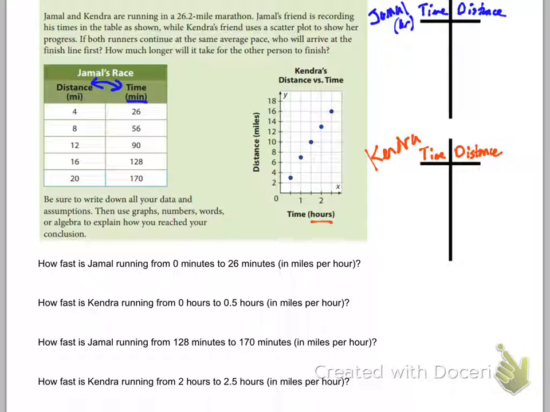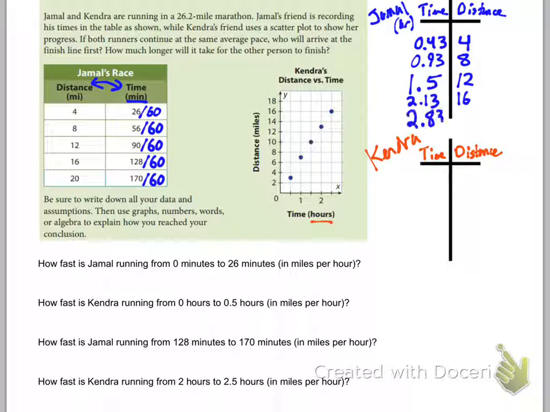If you have 26 minutes, to find out how many hours that is, you divide by 60. So 0.43, it's actually 0.433333, but I'm just going to round to 0.43 for now. 0.43 hours is 26 minutes, and that kind of makes sense because 26 minutes is less than half an hour, and 0.43 is less than half of 1. The distance for 0.43 is 4. Now leave a little bit of time above that on the graph. You'll see why in a little bit. We calculate the rest of these by dividing by 60, and we get each of these values for the times.